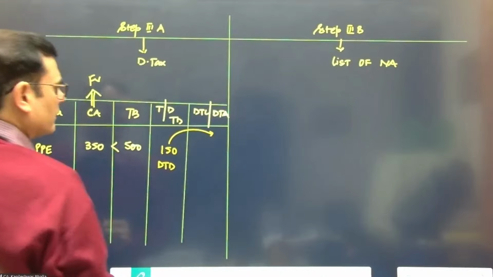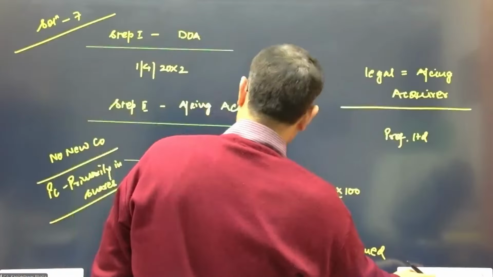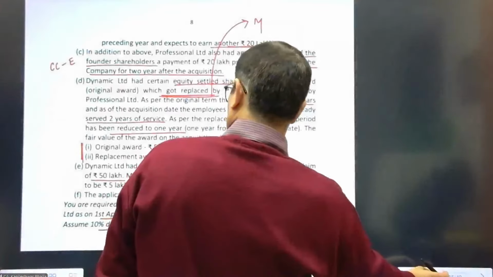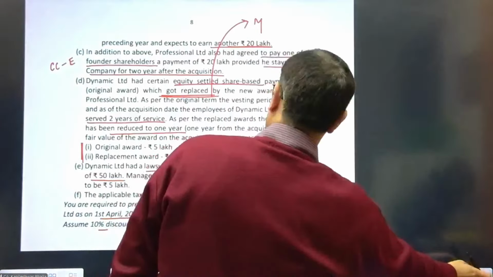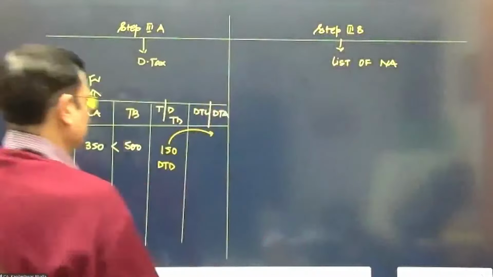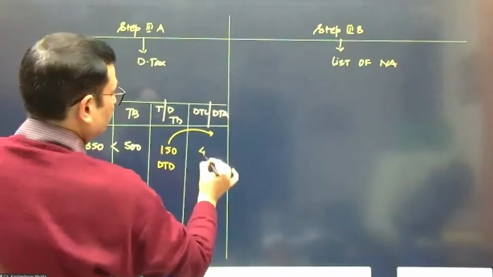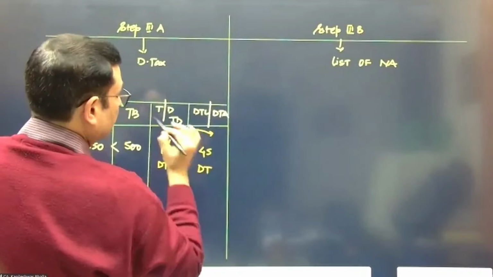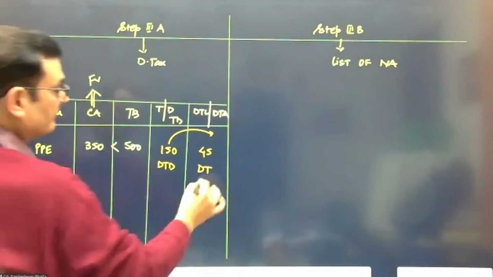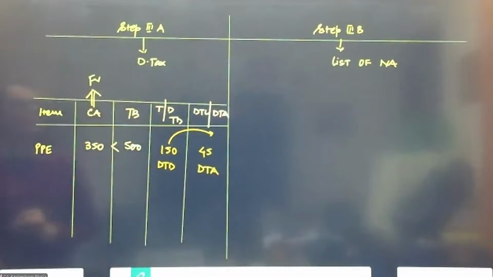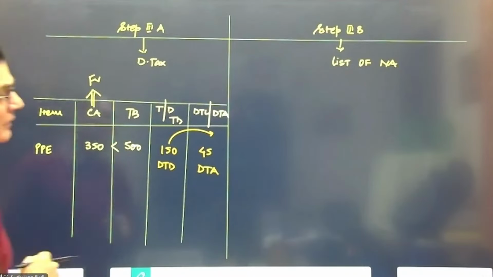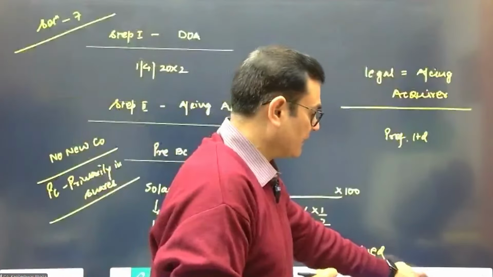Tax rate, I think, is 30%. So 30% of this would mean 45. So DTL or a DTA? DTA. That's right. So this becomes a DTA. So this is one item resulting in a deferred tax.